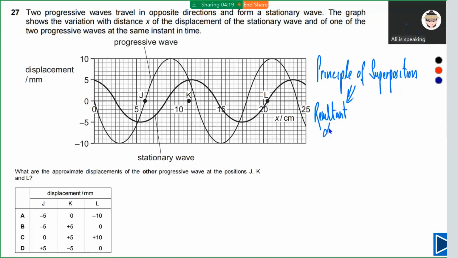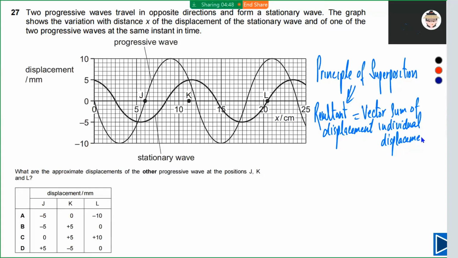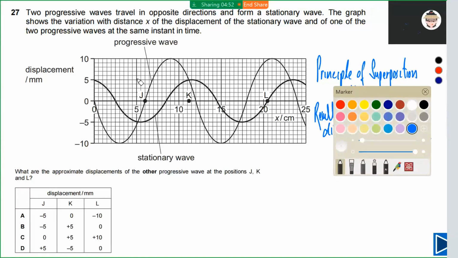So in this case, I'm just saying the resultant displacement is the vector sum of individual displacements. Vector sum of individual displacements. So this is what the principle of superposition is: the vector sum of the individual displacements of waves. Now for this question, let me show you the answer, then I will explain to you.